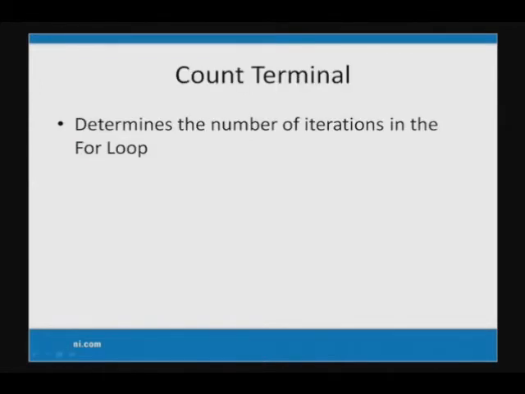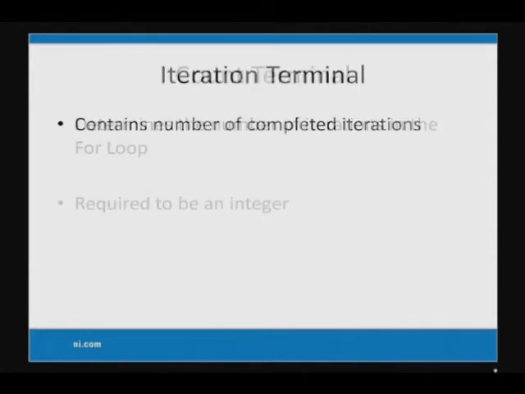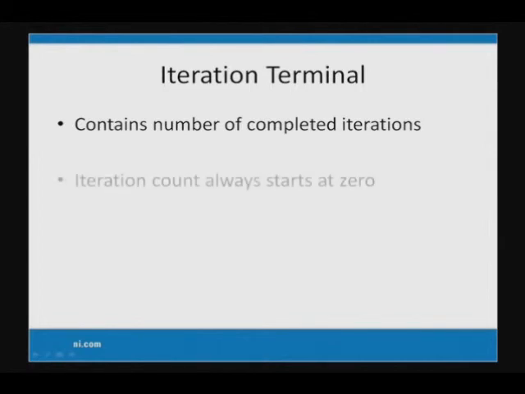The count terminal of the for loop determines the number of iterations in the for loop. It is required that the count terminal be wired to an integer value. The iteration terminal contains the number of completed iterations. Like the while loop, the iteration count always starts at 0.